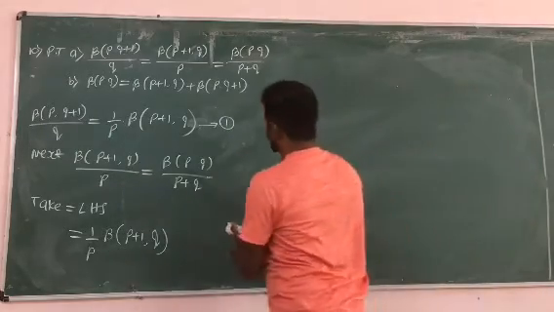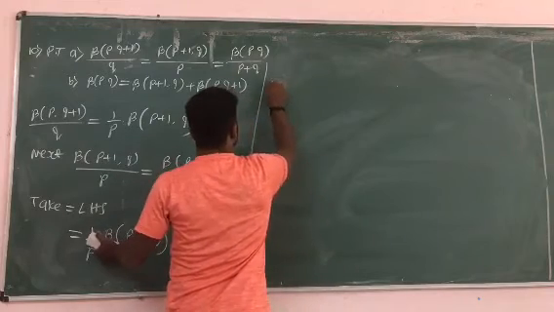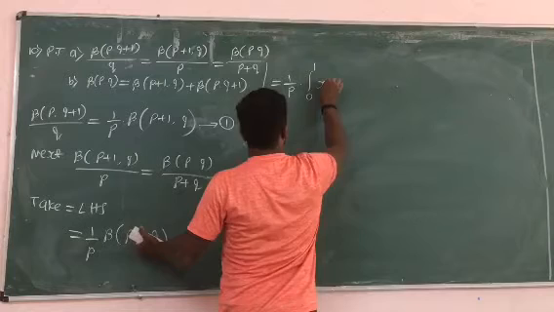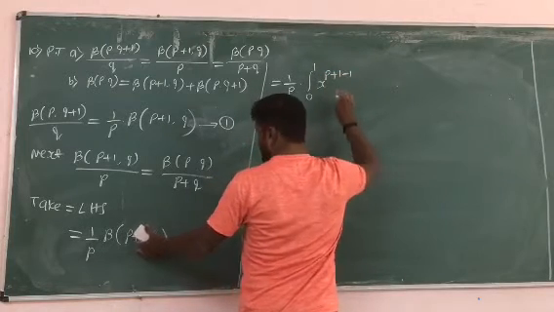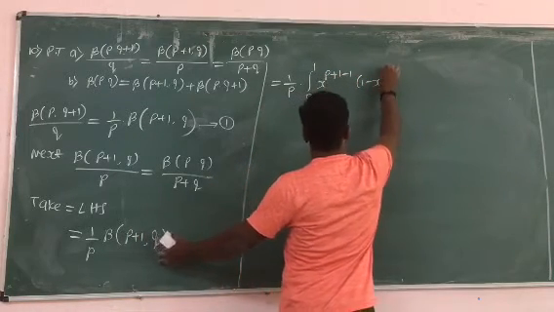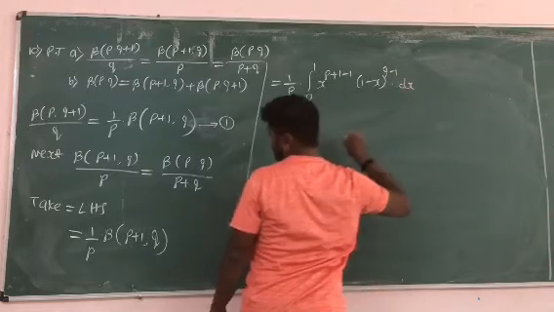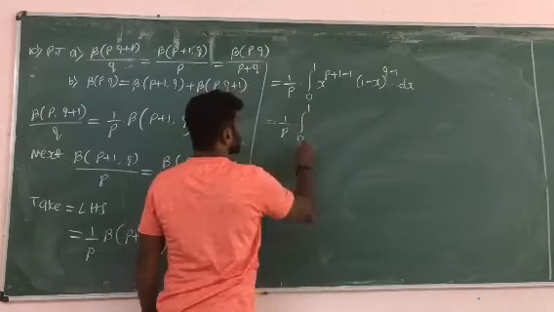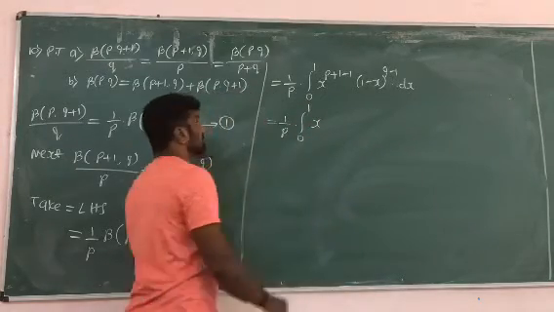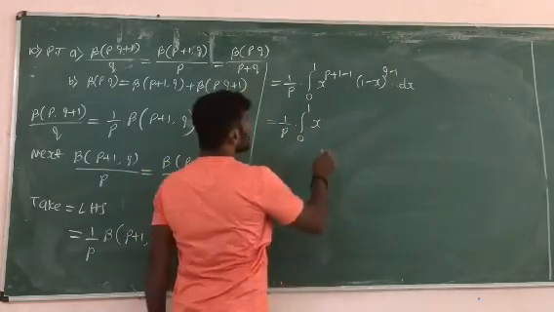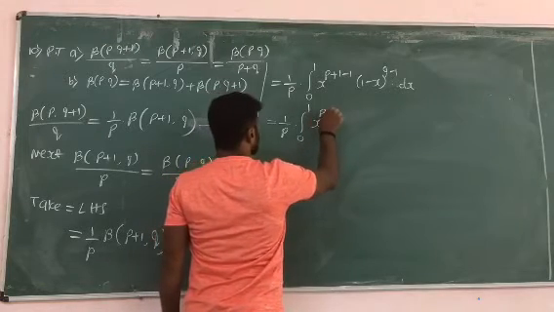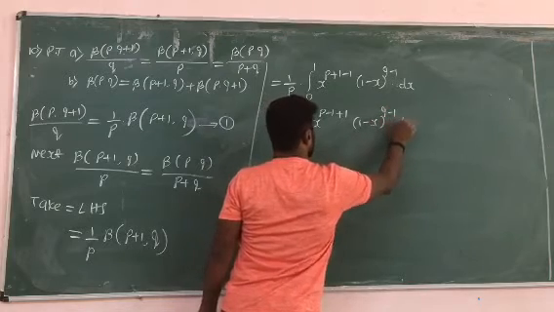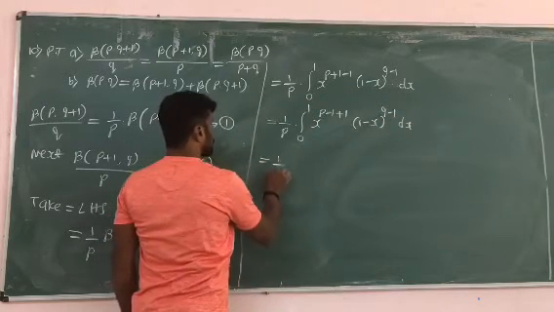Apply the definition of beta. So that equal to 1 by p into integration of 0 to 1, x raised to m minus 1 into 1 minus of x raised to n minus 1 into dx. Clear? So that equal to 1 by p integration of 0 to 1. But here we needed p plus q. Look, this step is very important. p minus 1 plus 1, into 1 minus of x raised to q minus 1 into dx. Clear? So that equal to 1 by p.